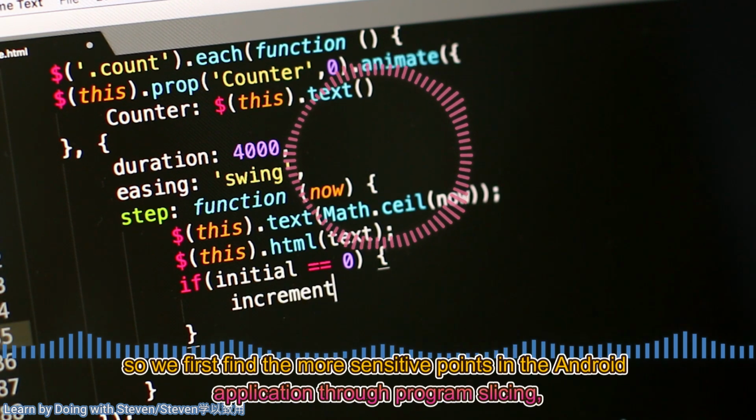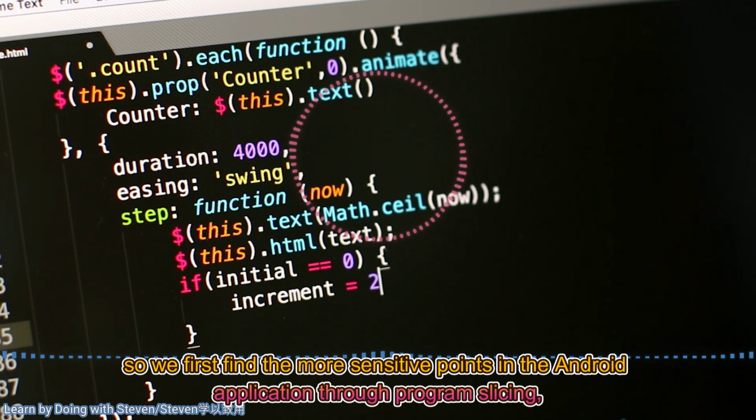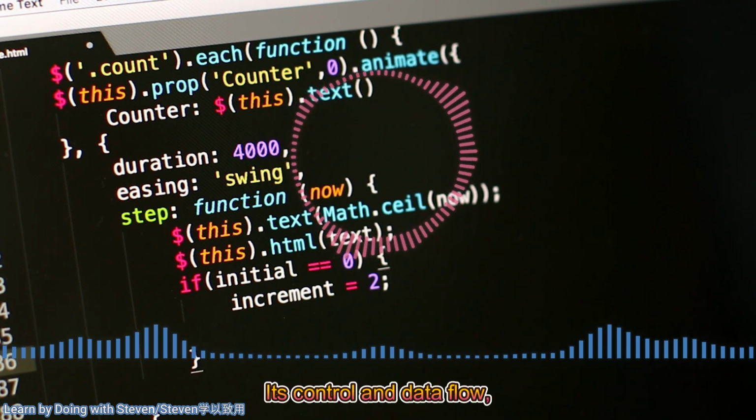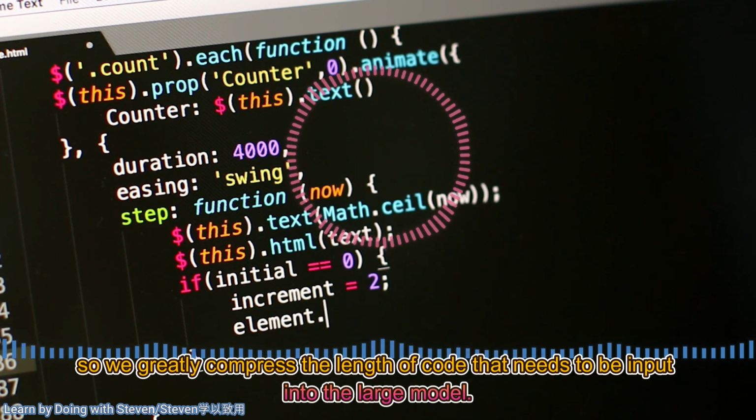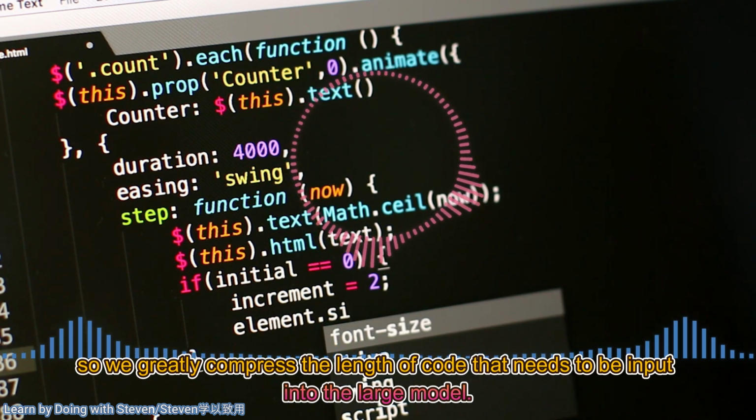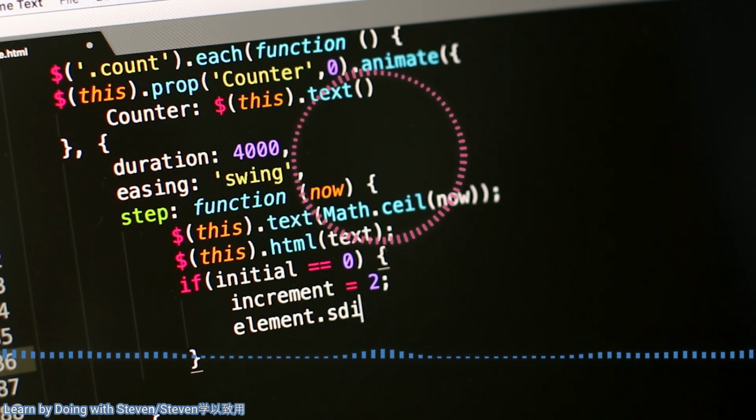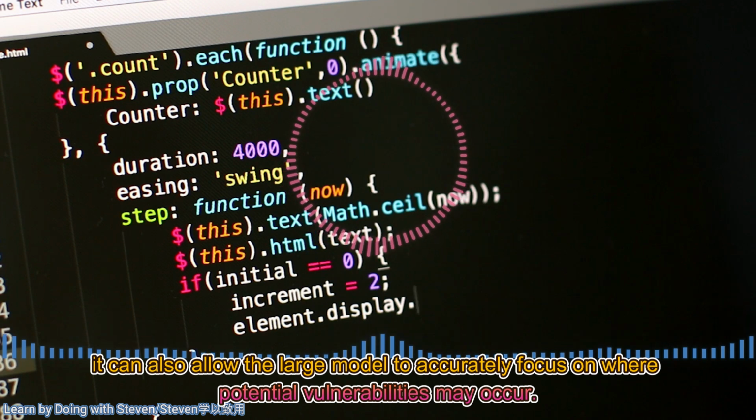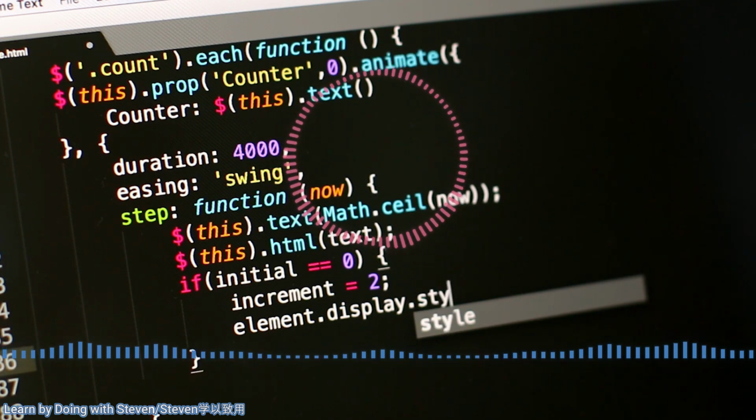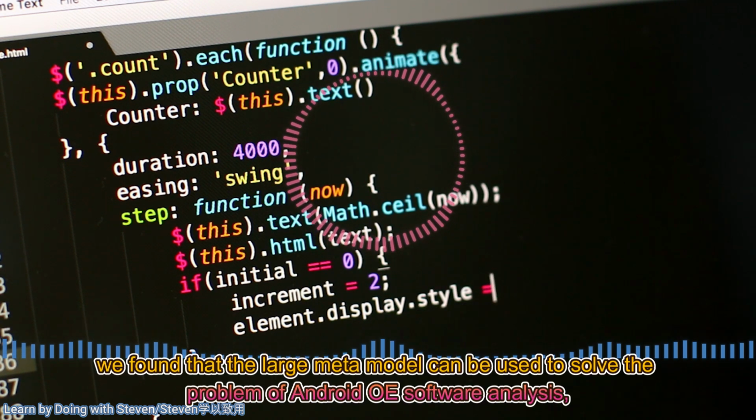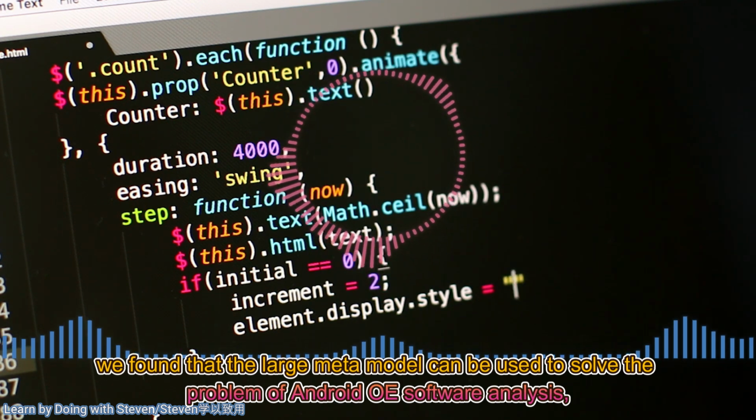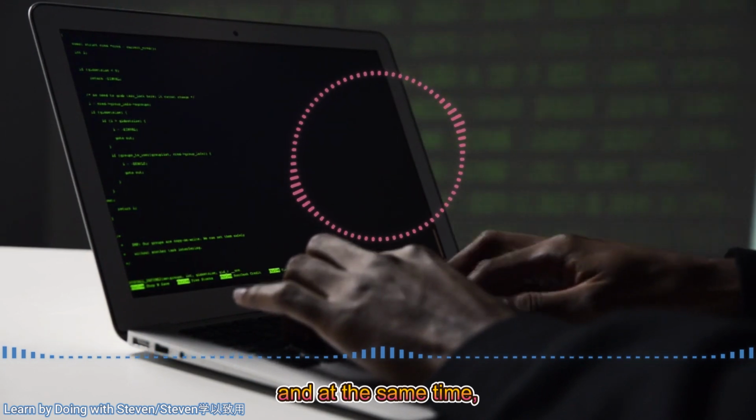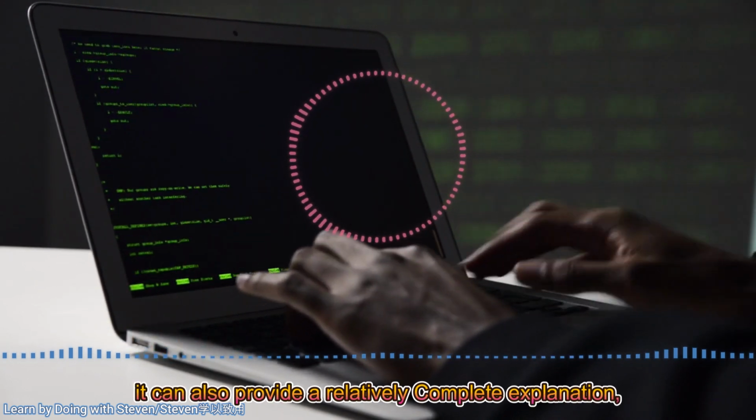So we first find the more sensitive points in the Android application, and then find their control and data flow through program slicing, so we greatly compress the length of code that needs to be input into the large model. At the same time, it allows the large model to accurately focus on where potential vulnerabilities may occur. In this way, we found that the large model can be used to solve the problem of Android software analysis, and at the same time, it can also provide a relatively complete explanation.